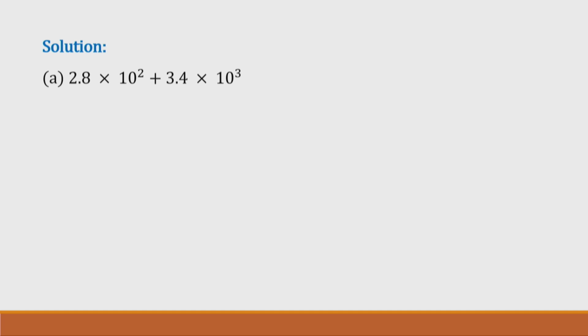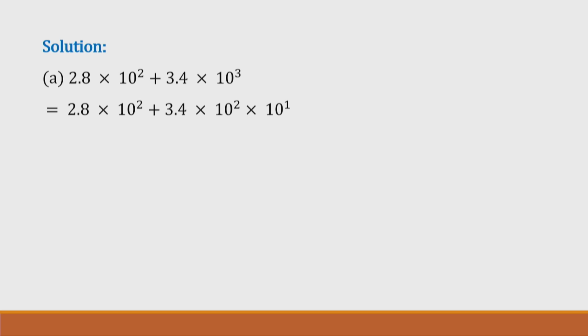So which one is smaller here? 10 to the power of 2 or 10 to the power of 3? Yes, 10 to the power of 2 is the smaller power. So what I will do is express 10 to the power of 3 in terms of 10 to the power of 2. So I will have 10 power 3 can be written as 10 power 2 times 10 power 1. 2 plus 1 is 3. So working with the multiplication law of indices, I get 10 power 2 times 10 power 1.